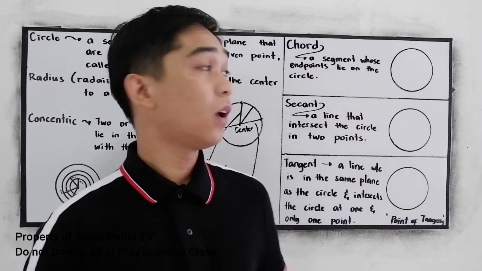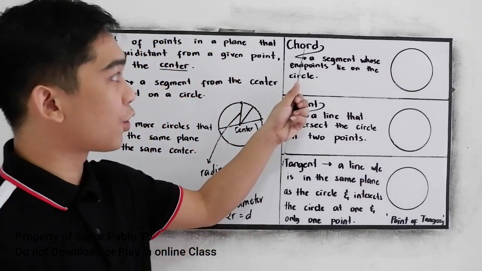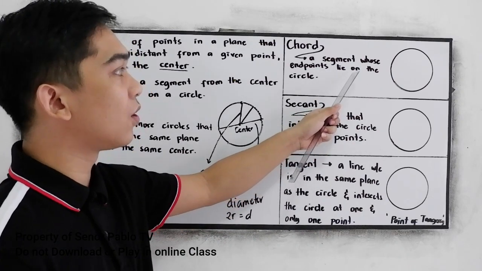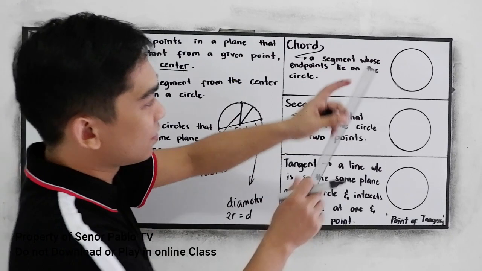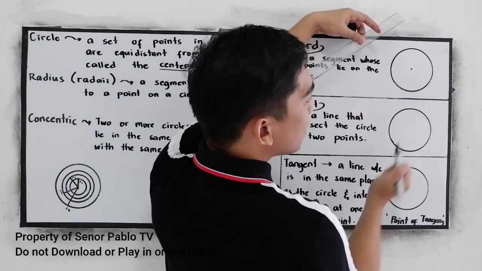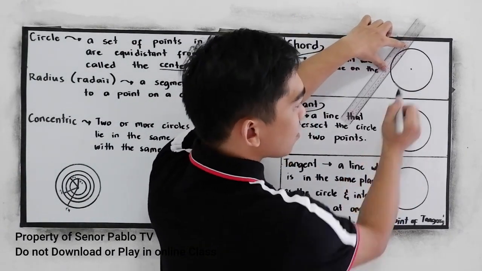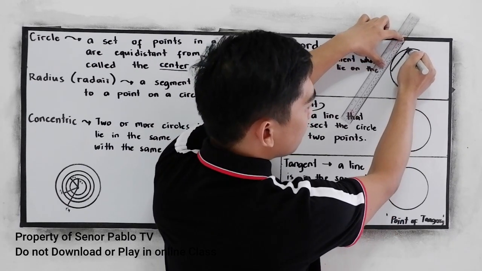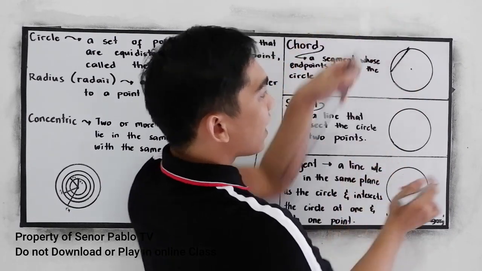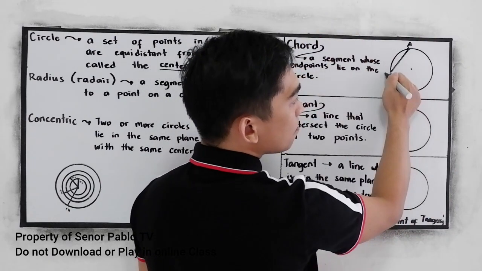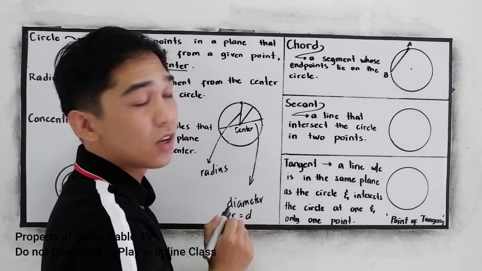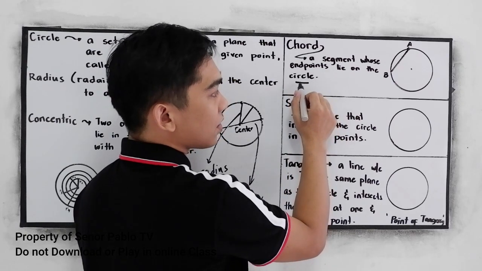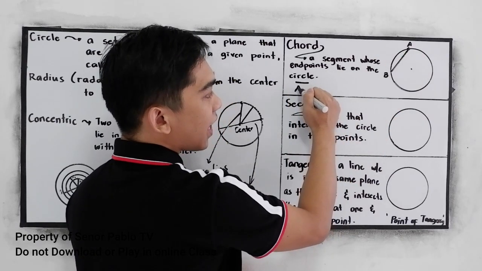And we also have the chord. A chord is a segment whose endpoints lie on the circle. So let's say this is our center. A chord is a segment, so we have two endpoints. Let us name them A and B. How do we name a chord? Since this is a segment, we use the segment symbol, then write AB.